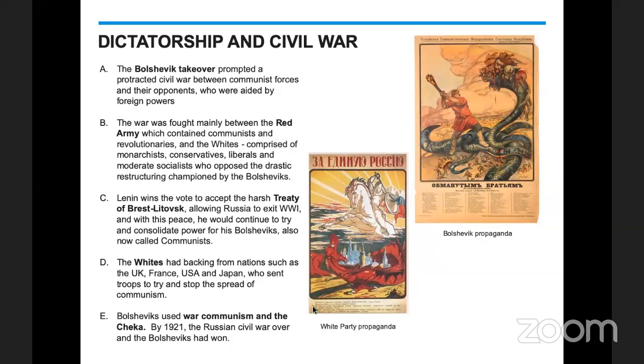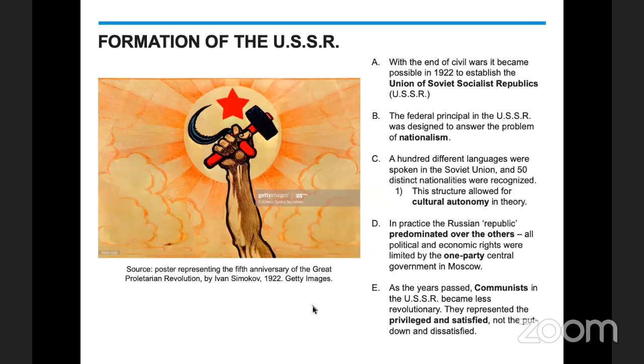So we have a lot of unemployment during this time. We have industry really declining. And so they're also going to use the Cheka, or the secret police, and we'll see that continue moving forward in other forms. But by 1921, the Bolsheviks are successful, and the Civil War will end, and we will end up with moving forward, the Soviet Union. So this is the formation of the U.S.S.R.